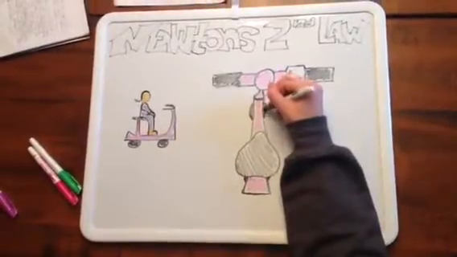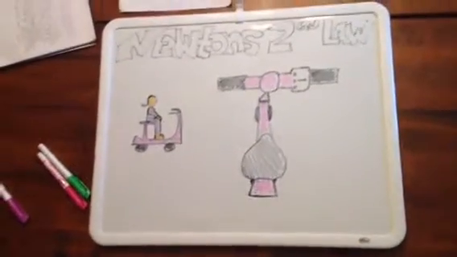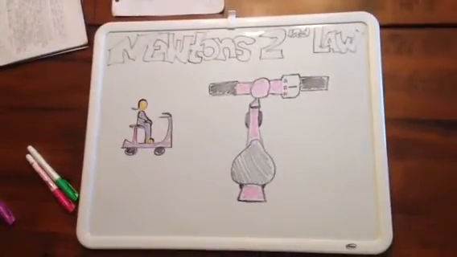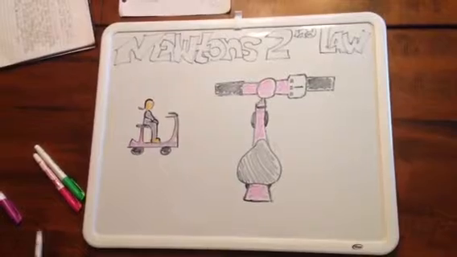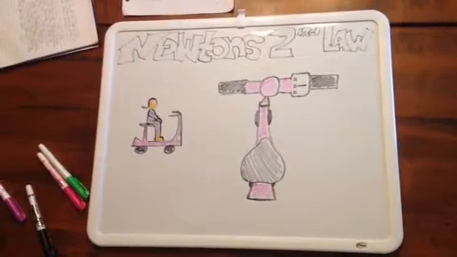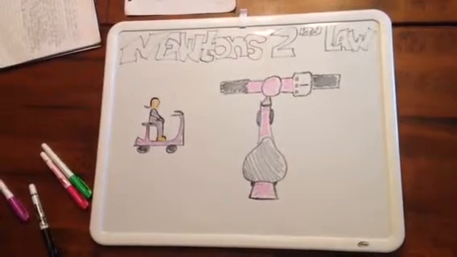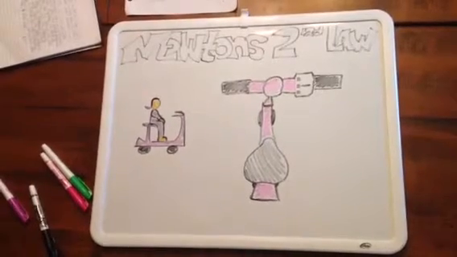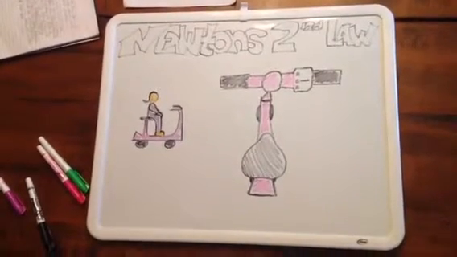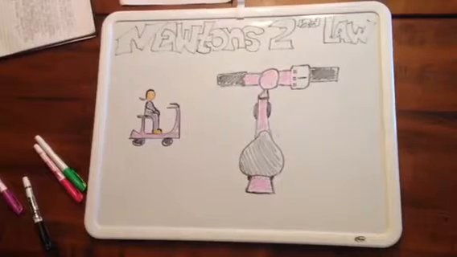These next few clips demonstrate Newton's second law, the law of acceleration. This states that the acceleration of an object is directly proportional to the net force acting on it, and inversely proportional to its mass. The direction of the acceleration is in the direction of the net force. This law is divided into 2 parts.